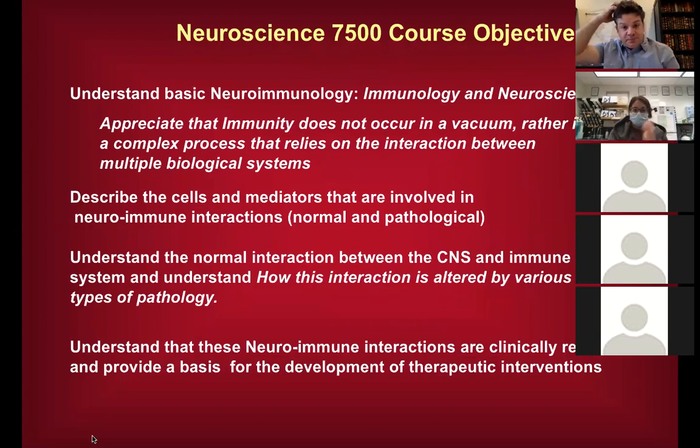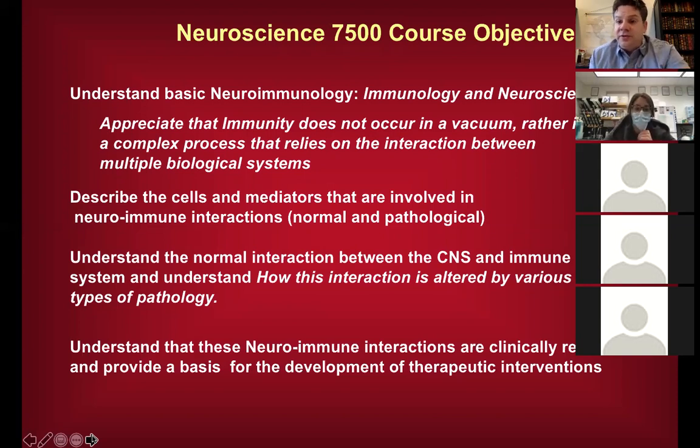Okay, so what I want you to understand by the end of the course is this basic interaction between the immune system and the central nervous system. And I want you to appreciate that immunity does not occur in a vacuum, but is rather a complex process that relies on interaction between multiple biological systems. You should be able to describe the cells that are involved and the interactions they have that are important for this connection between the immune system and the brain.